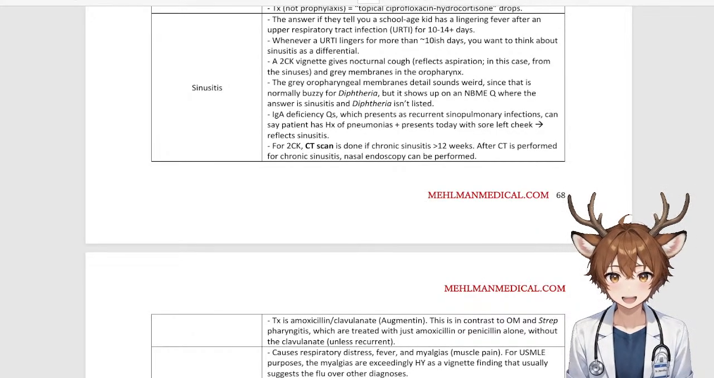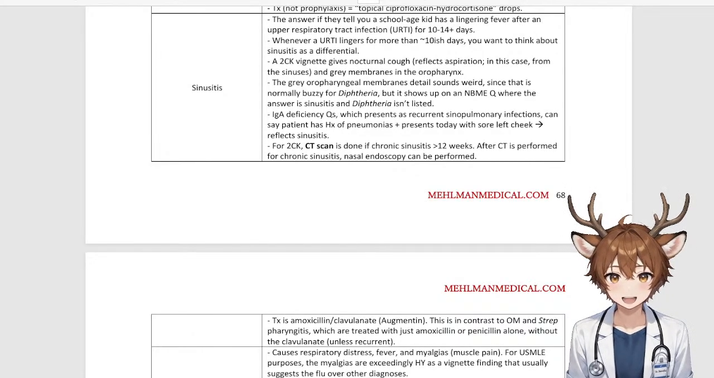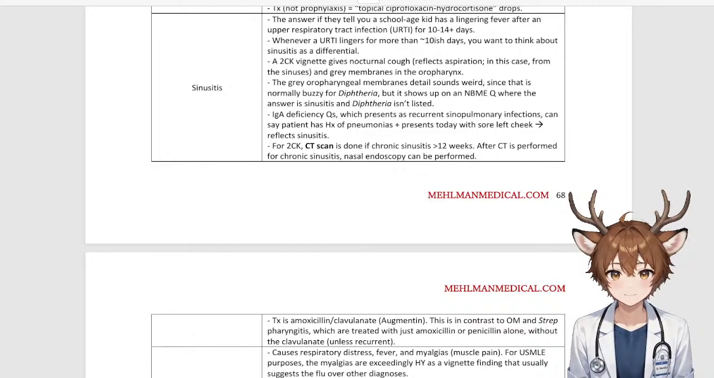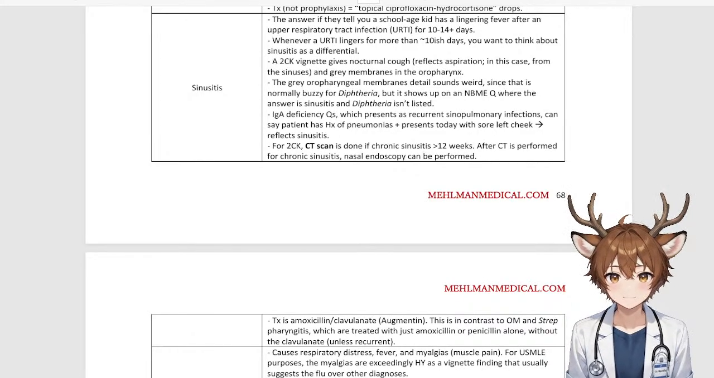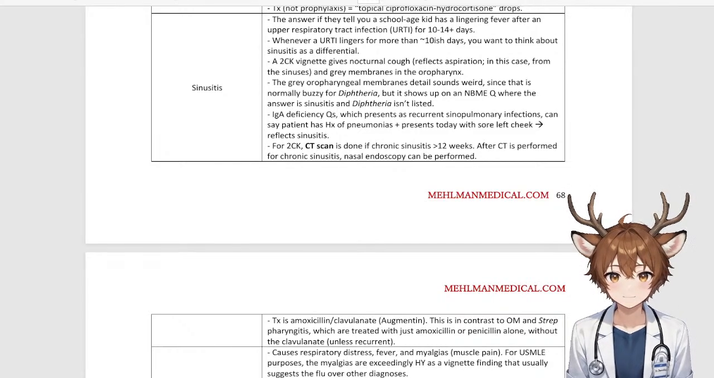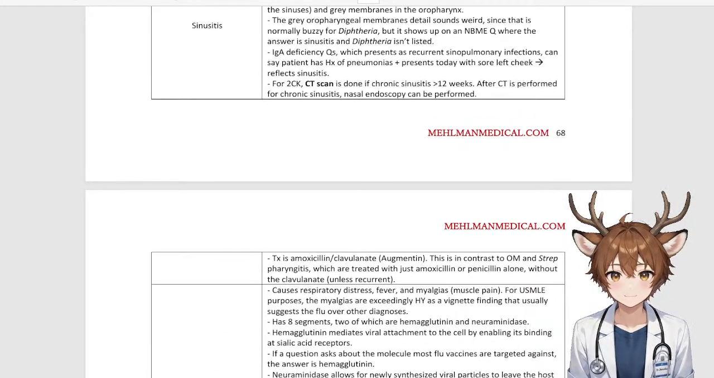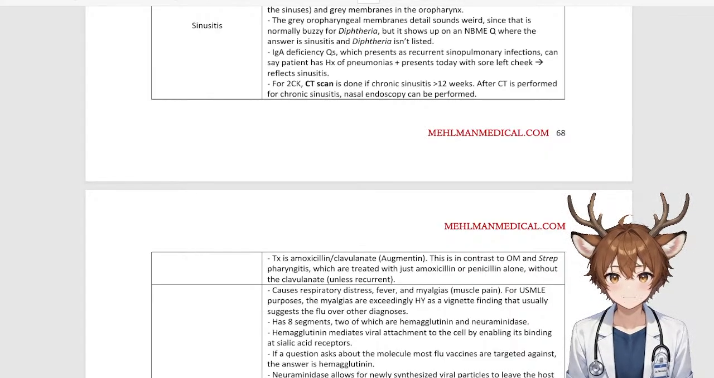IgA deficiency questions would present as recurrent sinopulmonary infections. It can say the patient has a history of pneumonia and presents today with a sore left cheek, which reflects sinusitis. For 2CK, a CT scan is done if chronic sinusitis is greater than 12 weeks. After CT is performed for chronic sinusitis, nasal endoscopy can be performed. Treatment is amoxicillin-clavulanate, Augmentin. This is in contrast to OM and strep pharyngitis, which are treated with just amoxicillin or penicillin alone, without the clavulanate unless recurrent.